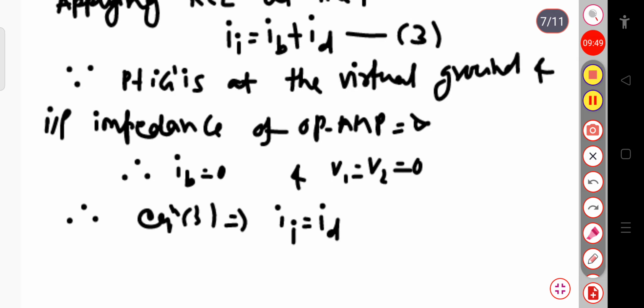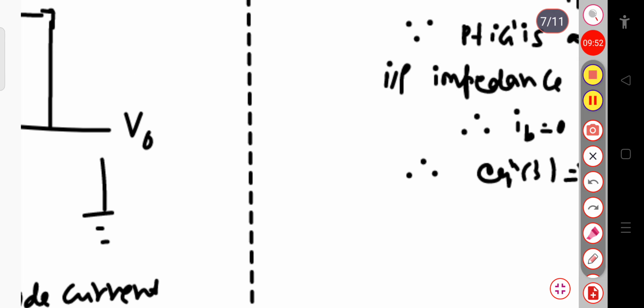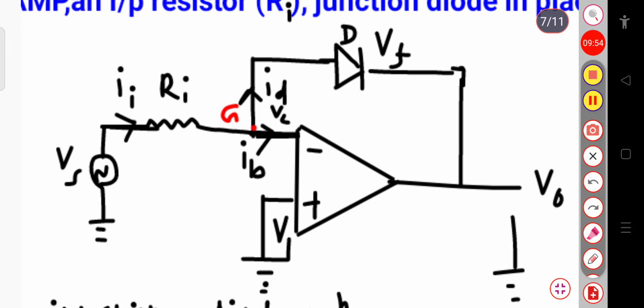Now you can see, for this II, this is your Vs and the voltage at this point G is your V2. We know V equal to IR. So the potential difference will be Vs minus V2 divided by Ri. So for the current II we can write Vs minus V2 divided by Ri.